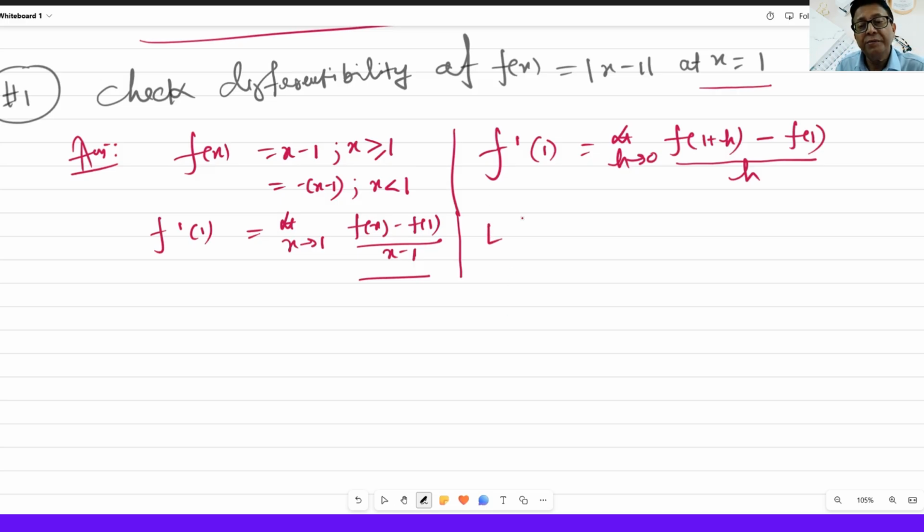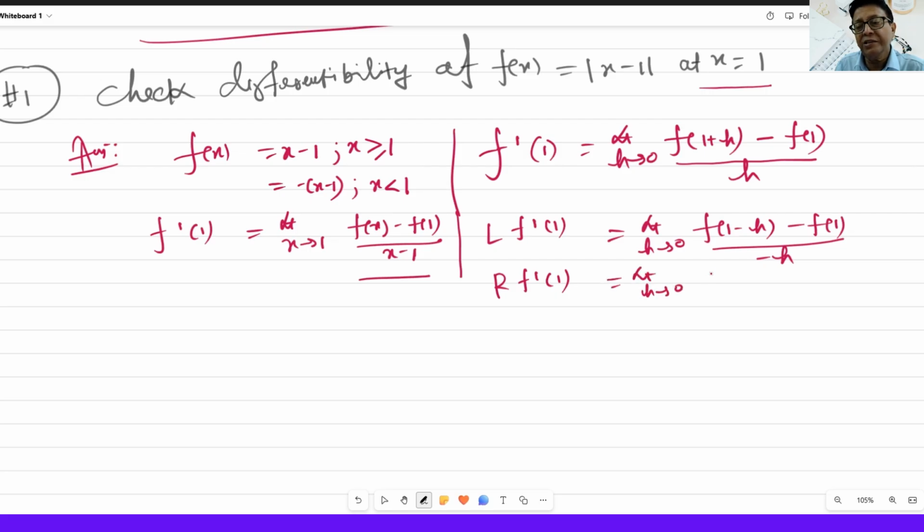Left hand, how will you write? That we have seen, L f dash 1, h tending to 0, f of 1 minus h minus f(1) by minus h. Okay. And R f dash 1 is itself only. You write R f dash 1 once more. This is limit h tending to 0, f of 1 plus h, all h are positive here.